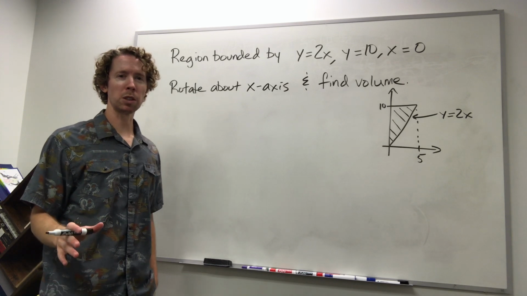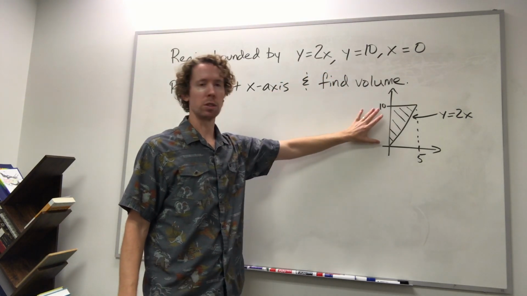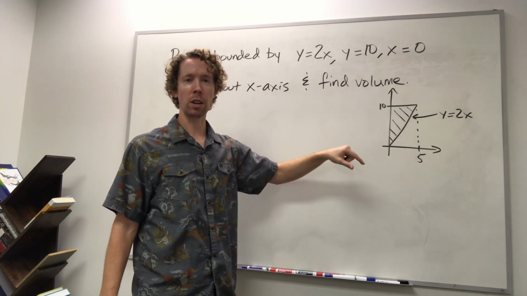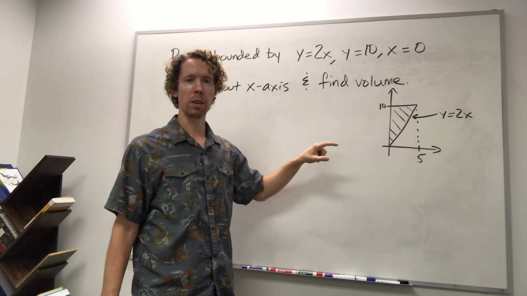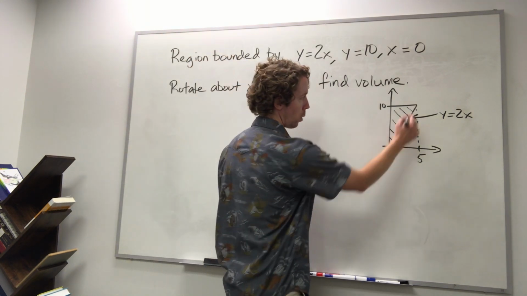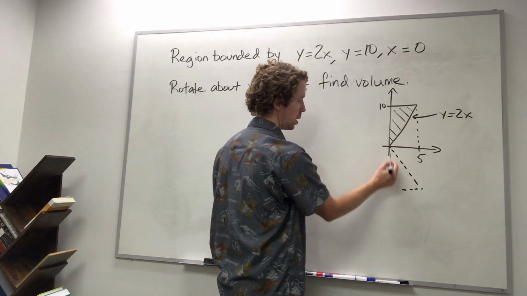I'm going to take a two-dimensional region bounded by these three curves, which is shaded here, rotate it around the x-axis, and then calculate the volume using the shell method. So I'm going to use cylindrical shells. When I rotate this around the x-axis, I get a symmetric piece over here.